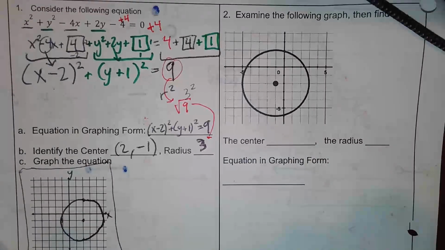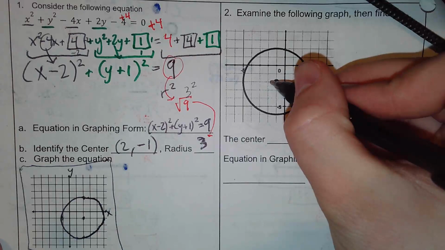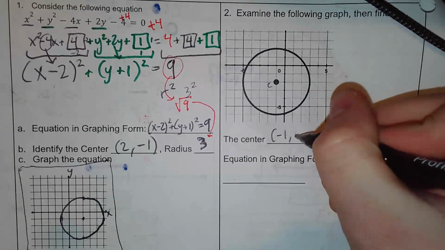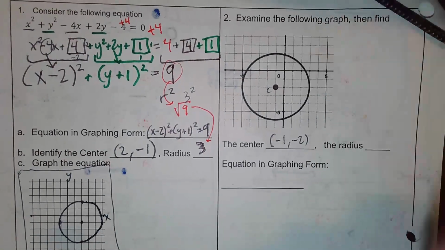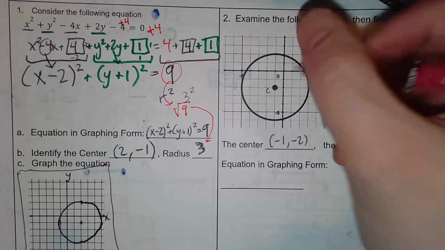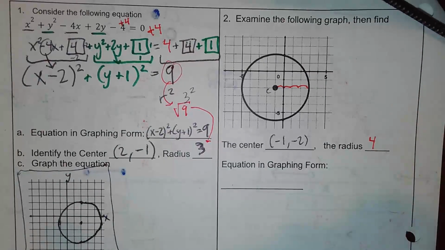All right, next up is number 2. The center is labeled as (-1, -2). The radius, we can just go ahead and find out how long the radius is. 1, 2, 3, 4. The radius is 4.